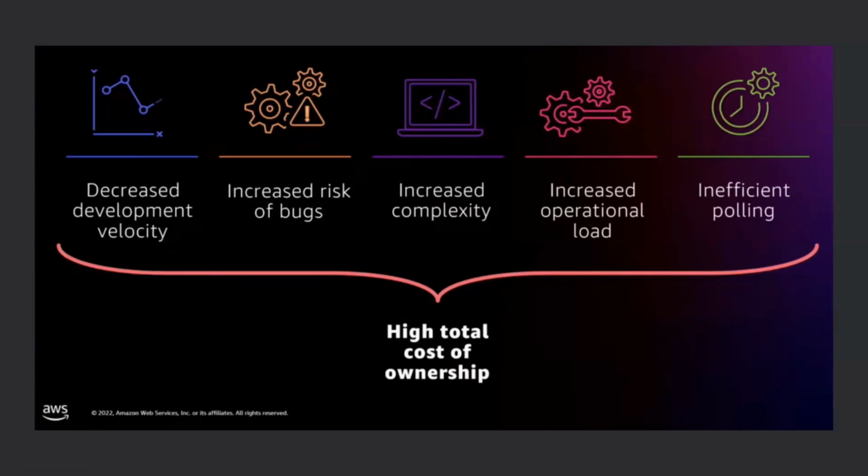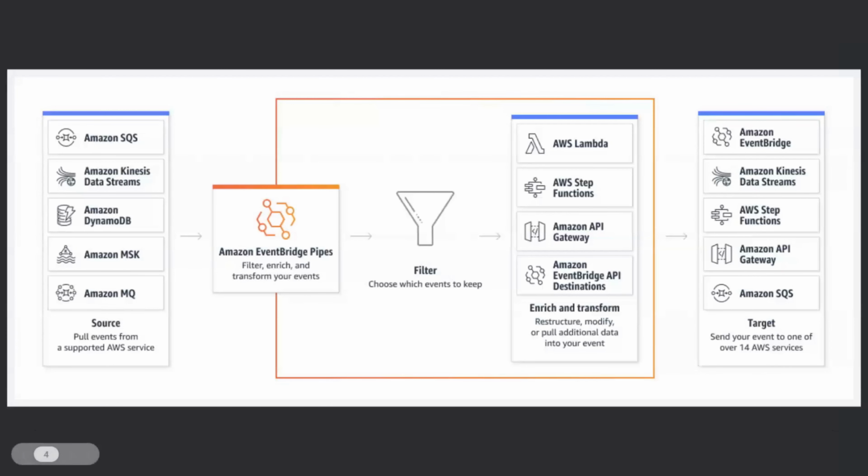And finally, you have to maintain the code and handle the deployment. You'll need to make sure that you provision enough resources and capacity to handle any demand you expect to receive. All this leads to a high total cost of ownership as you devote more developer time to maintaining integration code rather than focusing on your core business. And this is where EventBridge Pipes comes in.